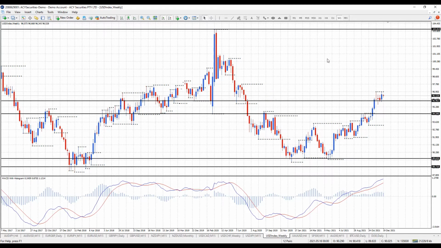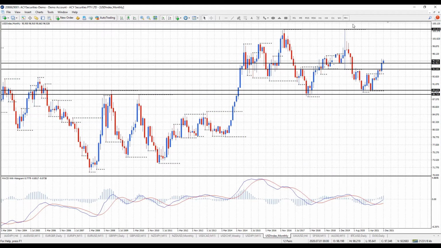Just going back to the monthly, obviously we've got a new year coming up. We've broken above this level of resistance, but long term we've got this major channel of resistance up here, support down here. Obviously this year we've got support down here. Through the course of next year, are we seeing a long term move up to test the heights of 103 area up here? Time will tell.